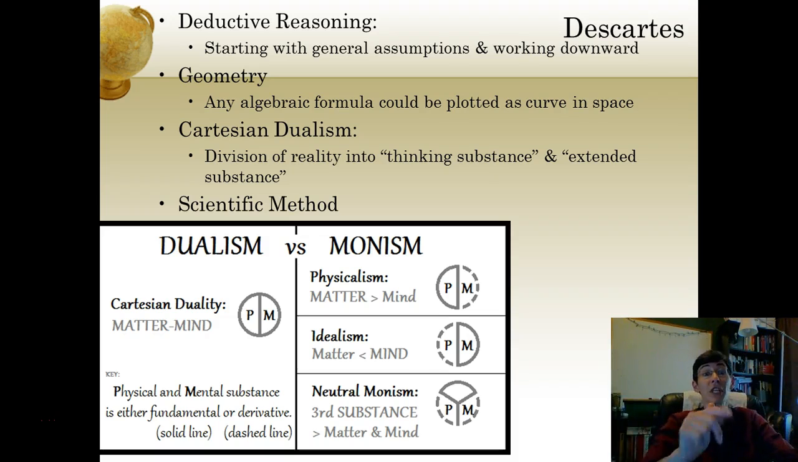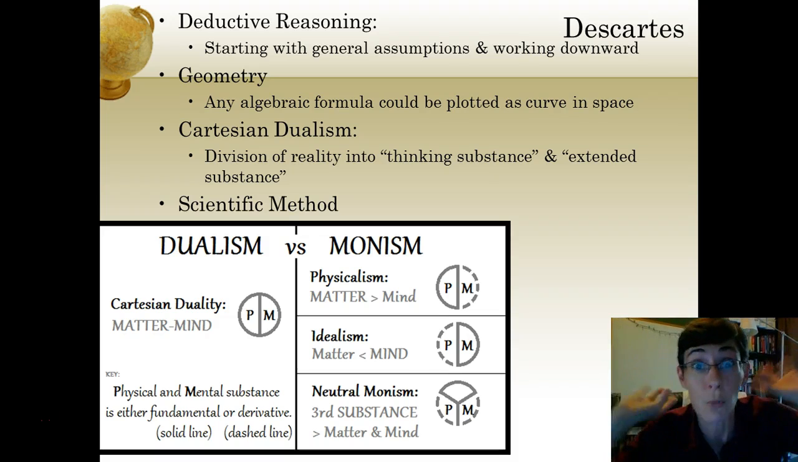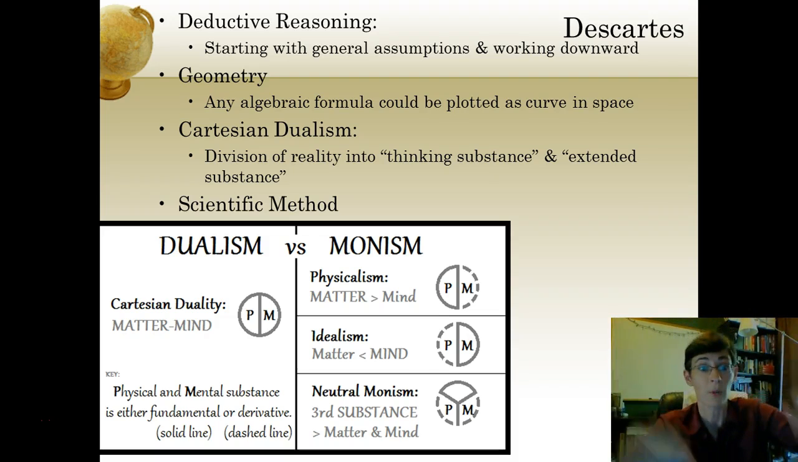But that's just me. Cartesian dualism. This is something you must know. Must know. All right. Division of reality into thinking substance and extended substance. You're like, what the heck does that mean? This is a question to ask your AP European history teacher. And for those of you who are taking my online class, this is something that you will explore via documents.